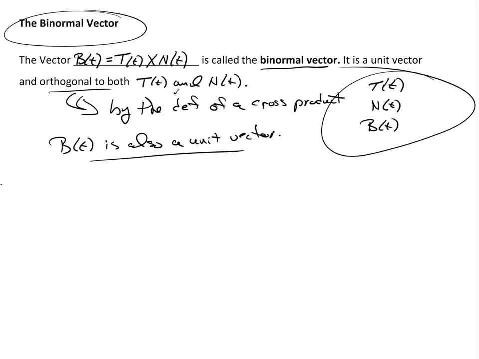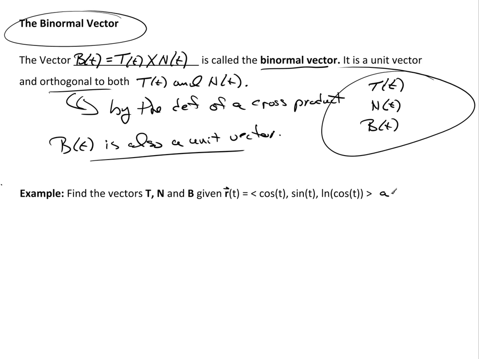All right, so let's go ahead and take a look at an example here. Find the vectors T, N, and B given r of t is defined as being cosine t, sine t, natural log of cosine t, at the point 1, 0, 0. So I want to see what's going on with my curve in respect to these three special unit vectors at this specific point. Well, let's just start going after the components.